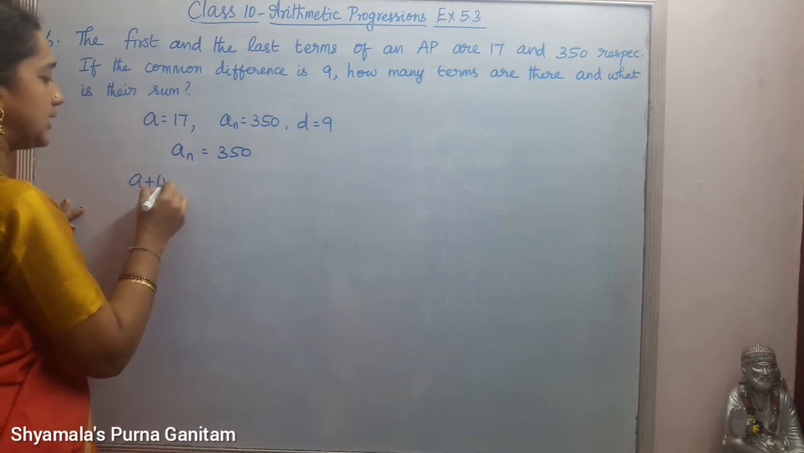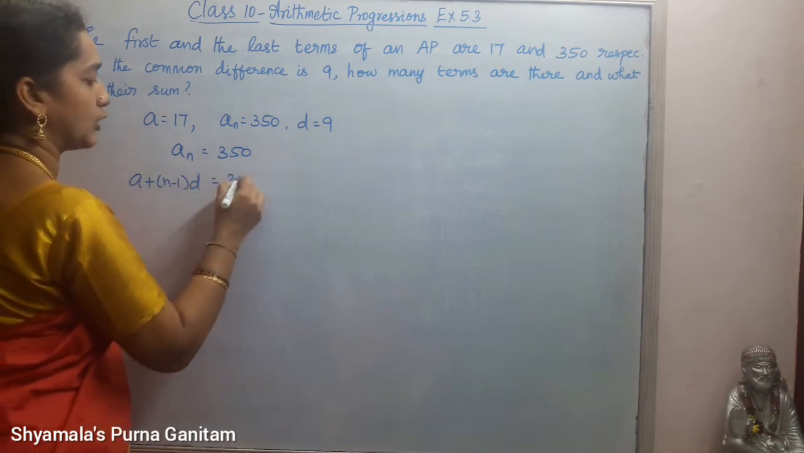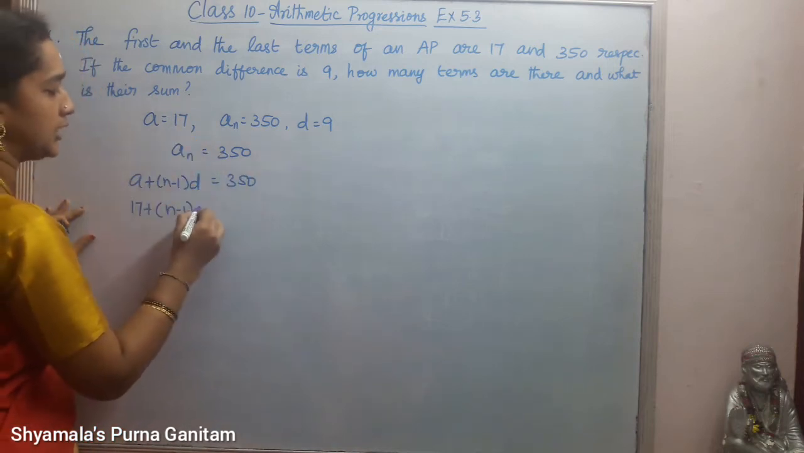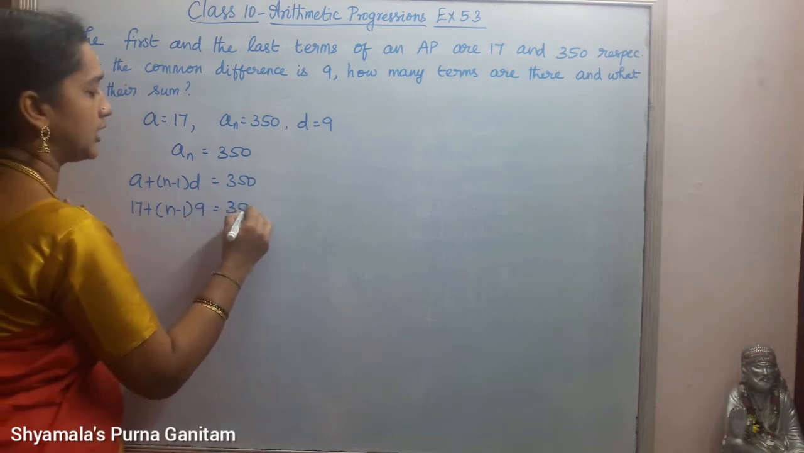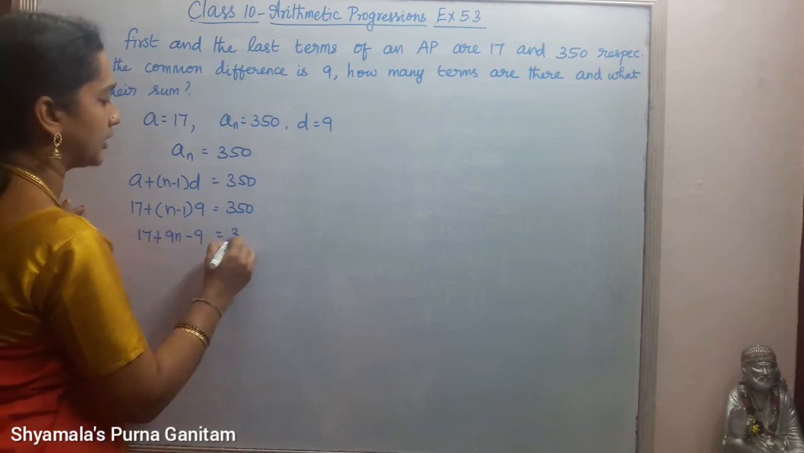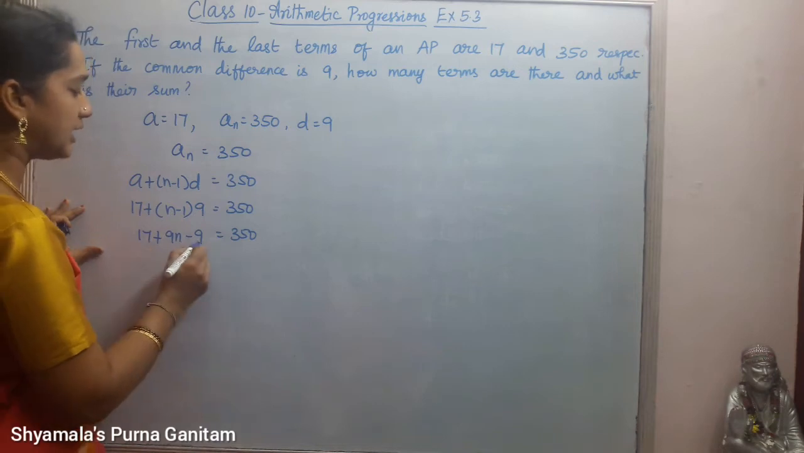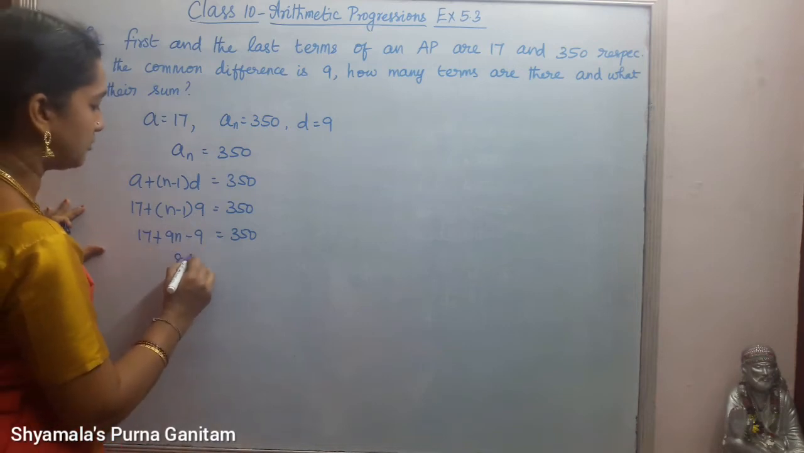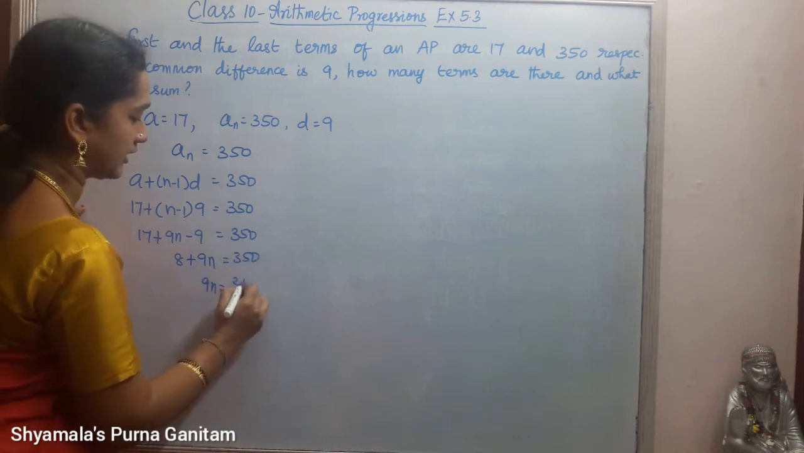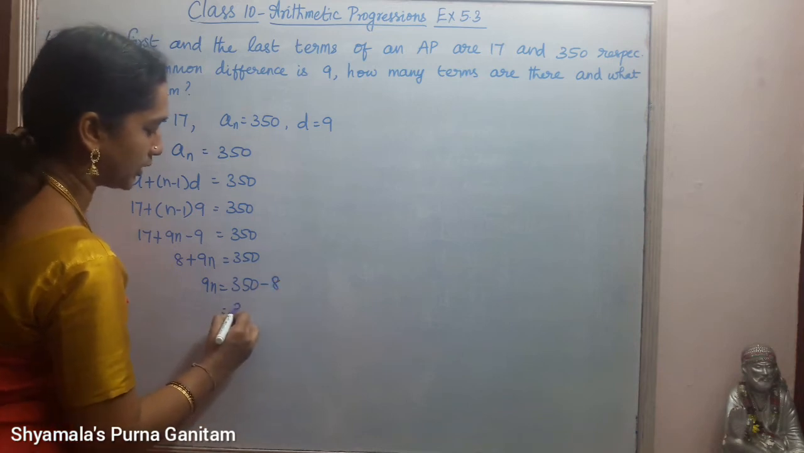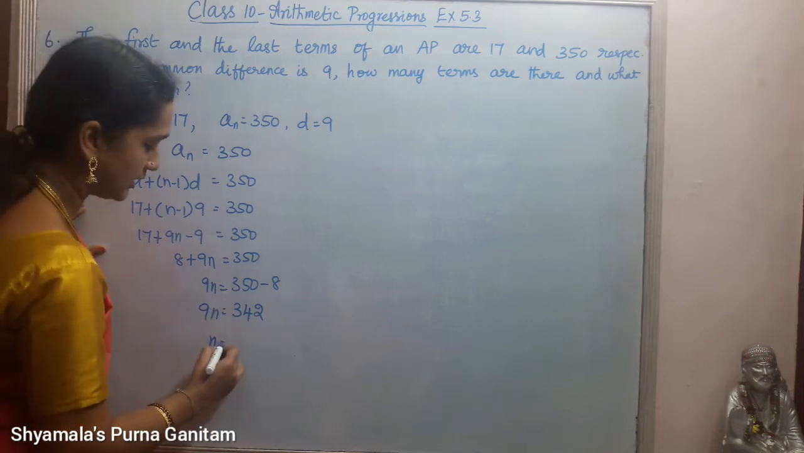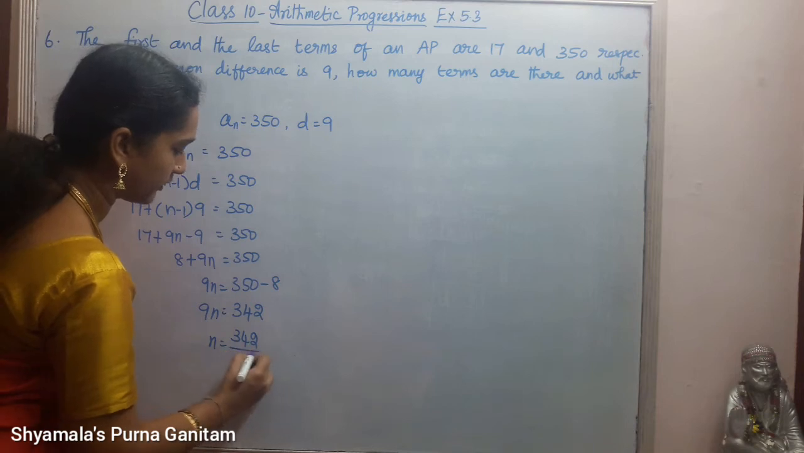So an is given as 350. So a plus (n minus 1) into d, that is the an formula. So we will substitute 17 plus (n minus 1) into d, where d is 9, is equal to 350. So 17 plus 9n minus 9 is equal to 350. So 17 minus 9 is 8. So 8 plus 9n is equal to 350. So 9n is equal to 350 minus 8, that is 342. 9n is equal to 342. So n is equal to 342 divided by 9.